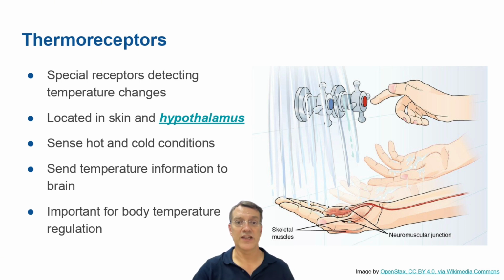Thermoreceptors are special receptors that detect temperature changes. They're located in your skin and in your hypothalamus region of your brain. These sensors detect both hot and cold conditions, and they send temperature information to your brain. They're really important for body temperature regulation because they help you respond to both external weather and internal heat production.